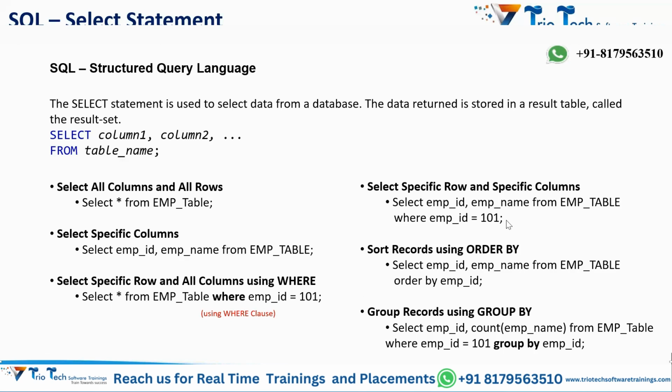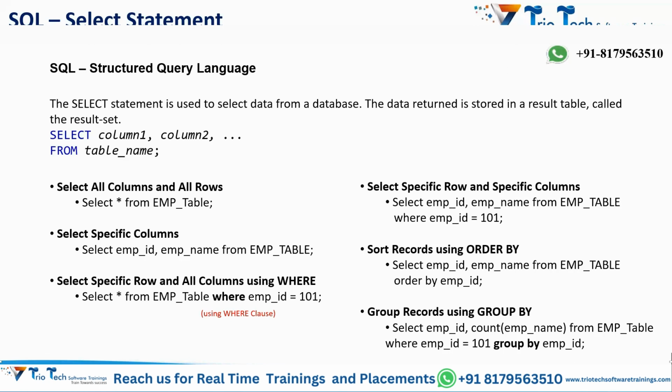In case you want, get me only one row, the row where this condition matches, where the employee ID should be equal to 101. But from that row as well, if there are 10 columns, do not get me 10 columns, get me only 2 columns. That's how you will specify these column details.